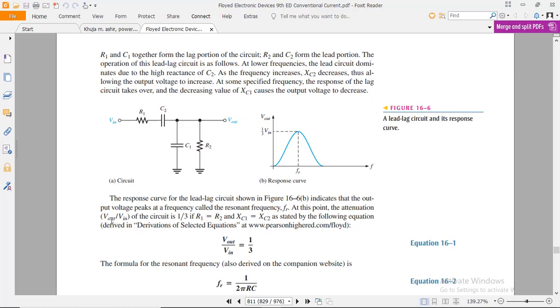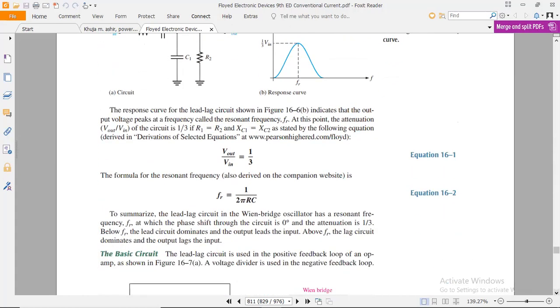At this point, the attenuation, with the formula Vout over Vin of the circuit, is 1/3 when R1 equals R2 and XC1 equals XC2. This is the instant where we get the resonance frequency point, as stated by the following equation. So after this scenario, we get Vout over Vin equal to 1/3 at the maximum output peak value of voltage.